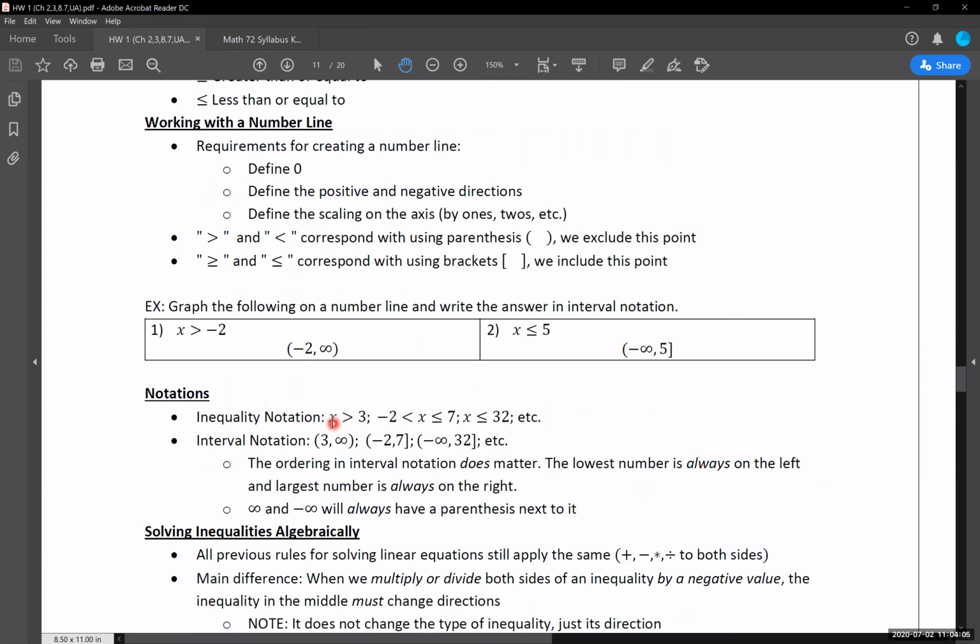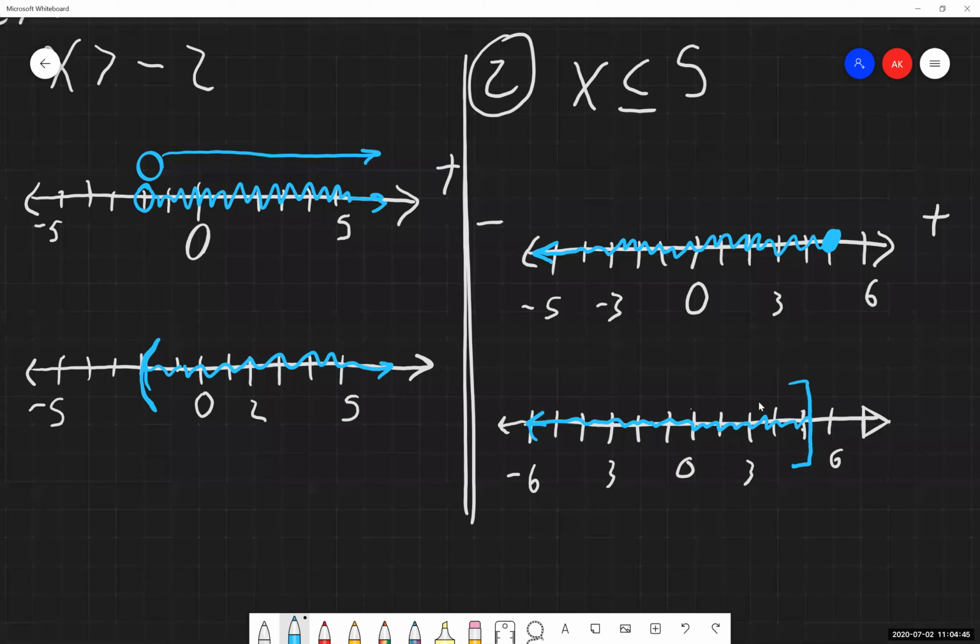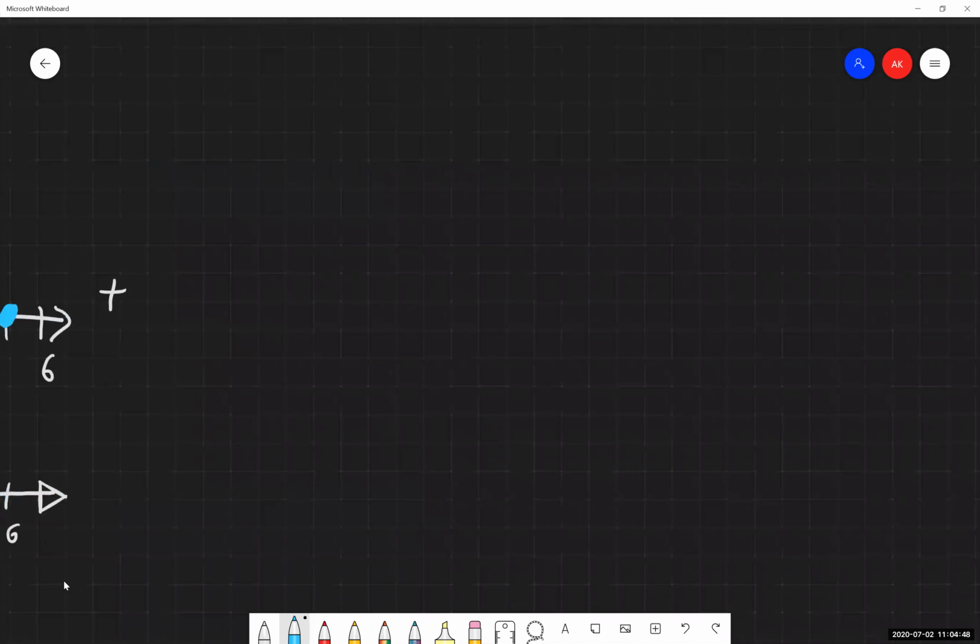The ordering absolutely matters with this and the way we have these things set up. I'm going to jump us over and I'll write it in on our whiteboard here. I can write this statement, x is greater than 3, two ways. I can write the statement -2 is less than x, which is less than or equal to 7, two ways. I can write x is less than or equal to 32 two ways. And it all depends on how we have these things arranged. So we'll jump over there and take a look at that. This will also get into when we solve things algebraically, where ordering matters all the more as we're solving these things out.